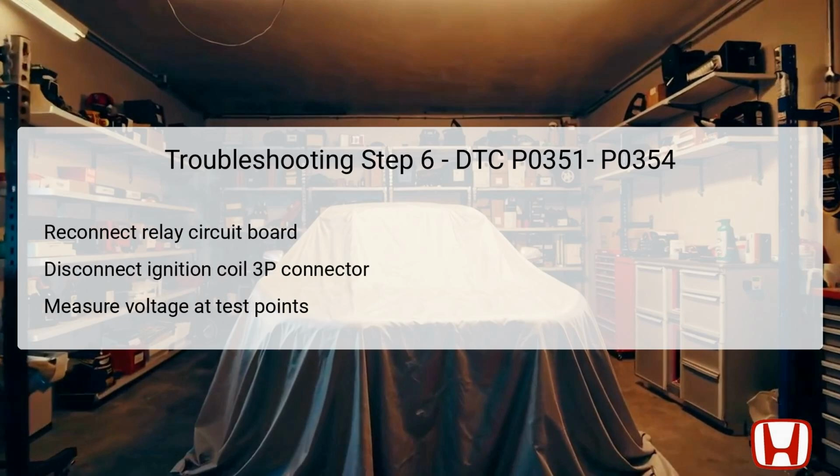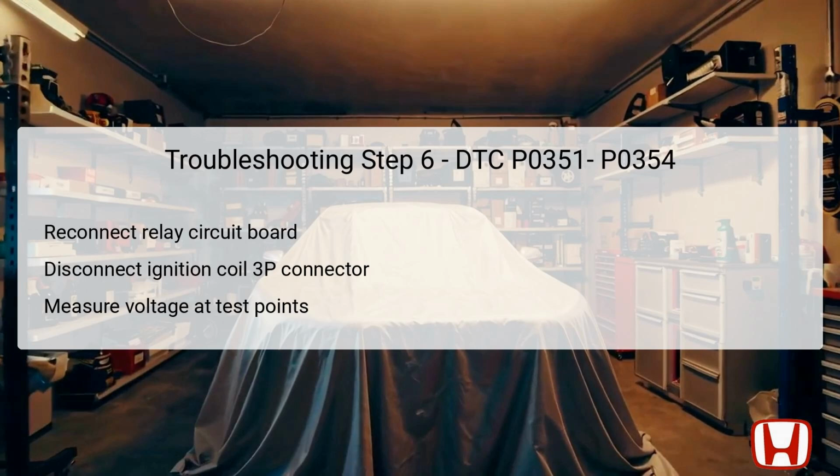Step 6 begins after reinstalling the relay circuit board, where ignition coil testing resumes. First, disconnect the ignition coil 3P connector associated with the problem cylinder. With the vehicle turned to the on mode, measure the voltage between the two specified test points again. One test point is at the ignition coil 3P connector, female terminal number 1, while the second is to body ground. This step verifies if the ignition coil is receiving adequate voltage from the relay circuit.